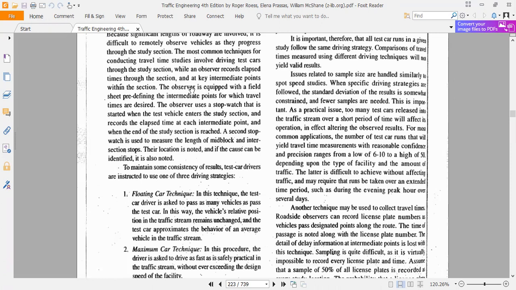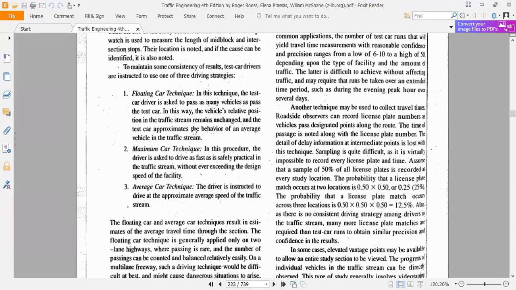The observer who is driving that car is equipped with a field sheet predefining the intermediate points for which travel time is desired. The observer uses a stopwatch that is started when the test vehicle enters the study section and records the elapsed time at each intermediate point and when the end of the study section is reached. So the person sitting in that car, whose task is to collect data, is provided with a sheet, and this is the most common and old technique. He notices the locations where he is facing congestion, where there are problems. He also has a stopwatch where he notes the time when he travels from one particular section of a roadway to the other.